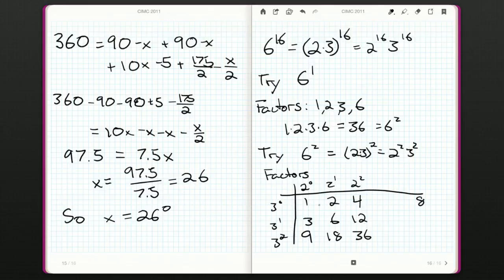it's just 3 times this top row. So we have 8 times a 3 here, times a 3 here, times a 3 here. So that's going to be 27 times 8. So that's going to be 216, I believe. Yep.